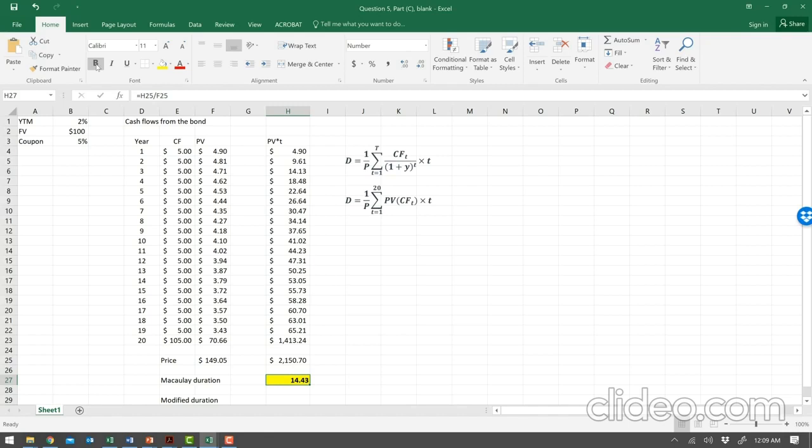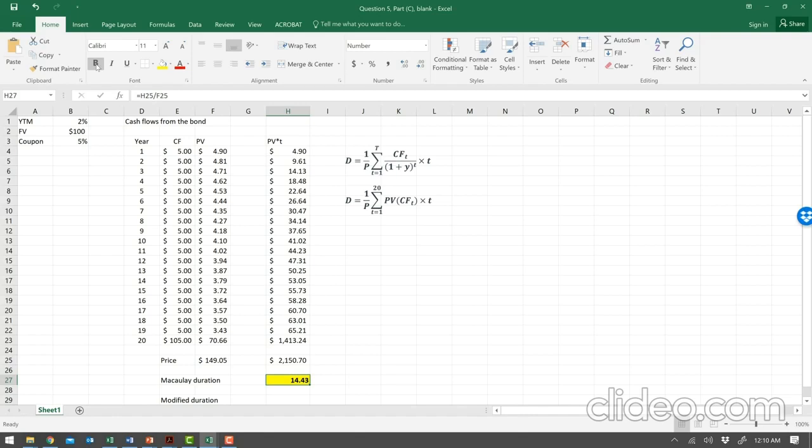a question where you have to compute the duration, but obviously we're not going to ask you to compute the duration for a 20-year bond because this is too tedious. But certainly you can do it for a 2-year bond or just a bond with a shorter maturity.